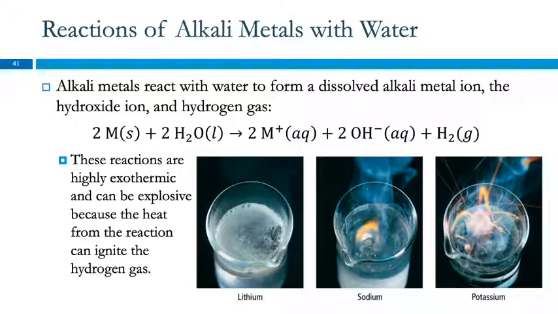Alkali metals also react with water. So they form a dissolved metal ion and hydroxide ion and hydrogen gas. And these are highly exothermic and can be explosive because one of the products is hydrogen gas, and hydrogen gas is flammable. So as we go down, they become more violent, and here we see potassium. You see sparks flying, and then the sparks ignite the hydrogen. And so this can be an explosive reaction.